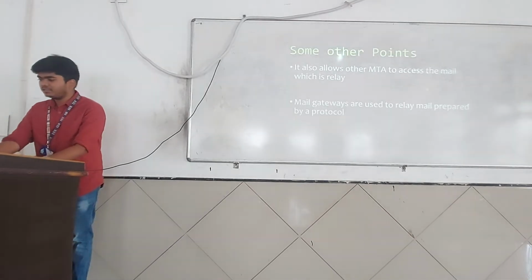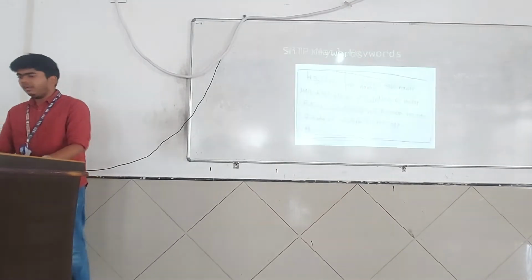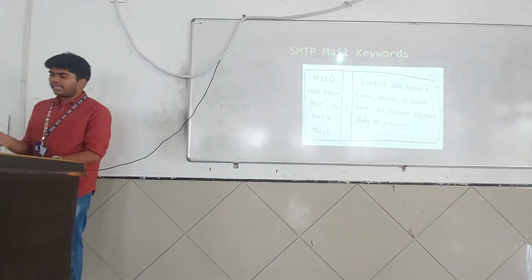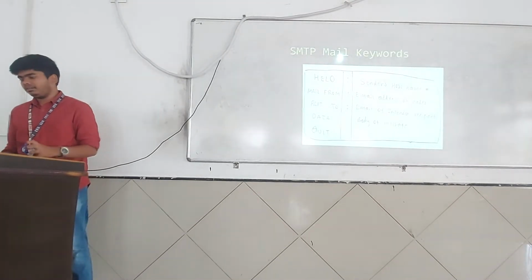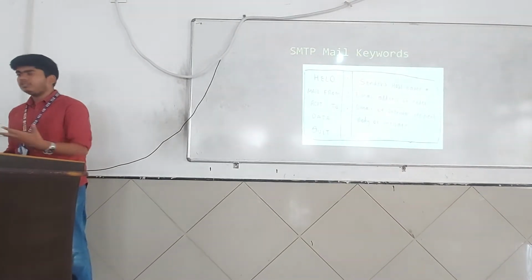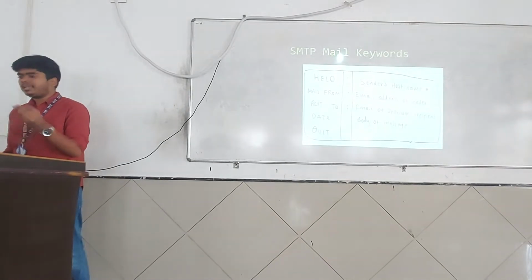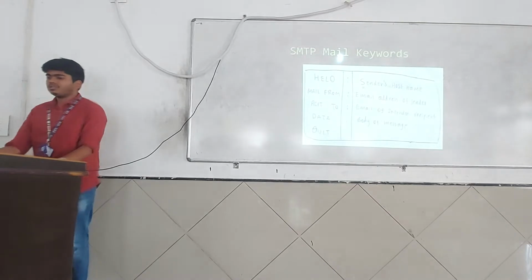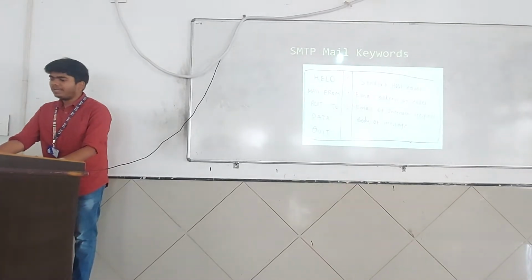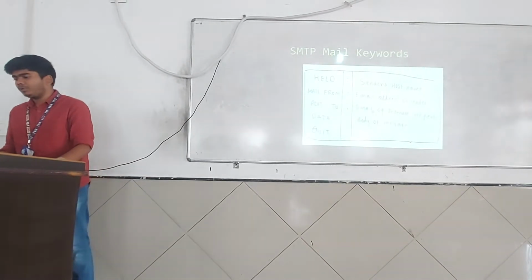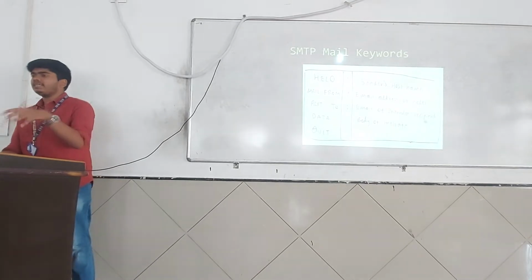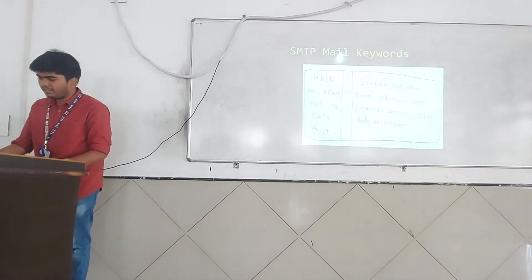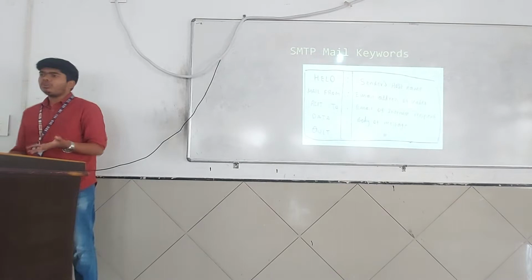Mail gateways are used to relay mail prepared by a protocol. These are the keywords used by the particular protocol to tell the client whether the mail has reached or not. HELO is the sender's host name, MAIL FROM is the email address of the sender, RCPT TO is the email address of the intended recipient, where the message should be reached, and DATA is the body of the message.